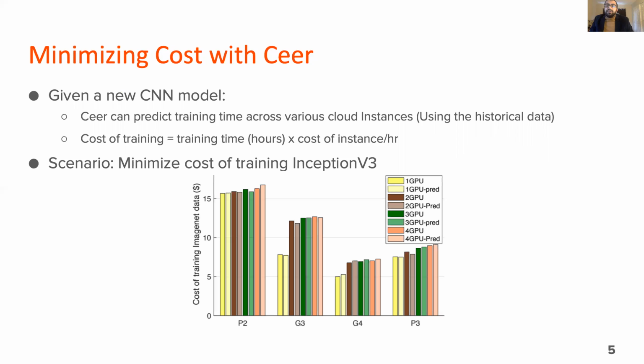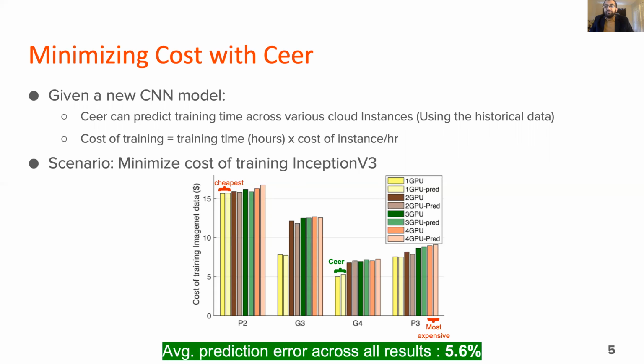Consider a scenario in which we want to minimize the cost of training Inception v3. Graph shows the performance across different GPU types. The hourly rate of one GPU of P2 instance is the cheapest, and the hourly rate of picking 4 GPU instances of P3 is the highest. We see that most cost effective from the graph is the one using one GPU for G4 instance. That's what Ceer predicts as well. In all our experiments, average prediction error for Ceer is about 5.6%, which is quite low.